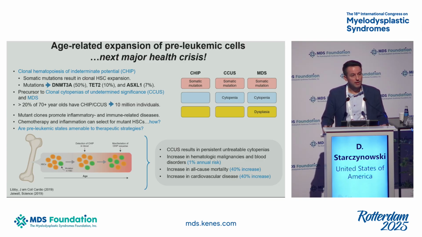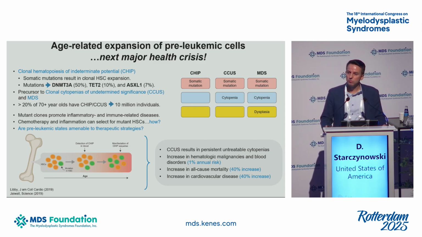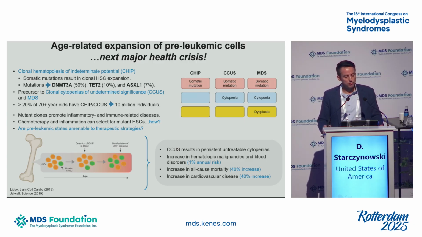We also know that chemotherapy and different types of inflammation can select for these mutant hematopoietic stem cells. The question is really how. In some cases we have an understanding, but particularly in the context of inflammation, we still don't have a concise understanding of why these mutant cells respond in the way that they do. And through that understanding, will we be able to target these pre-leukemic states using novel therapeutic strategies?